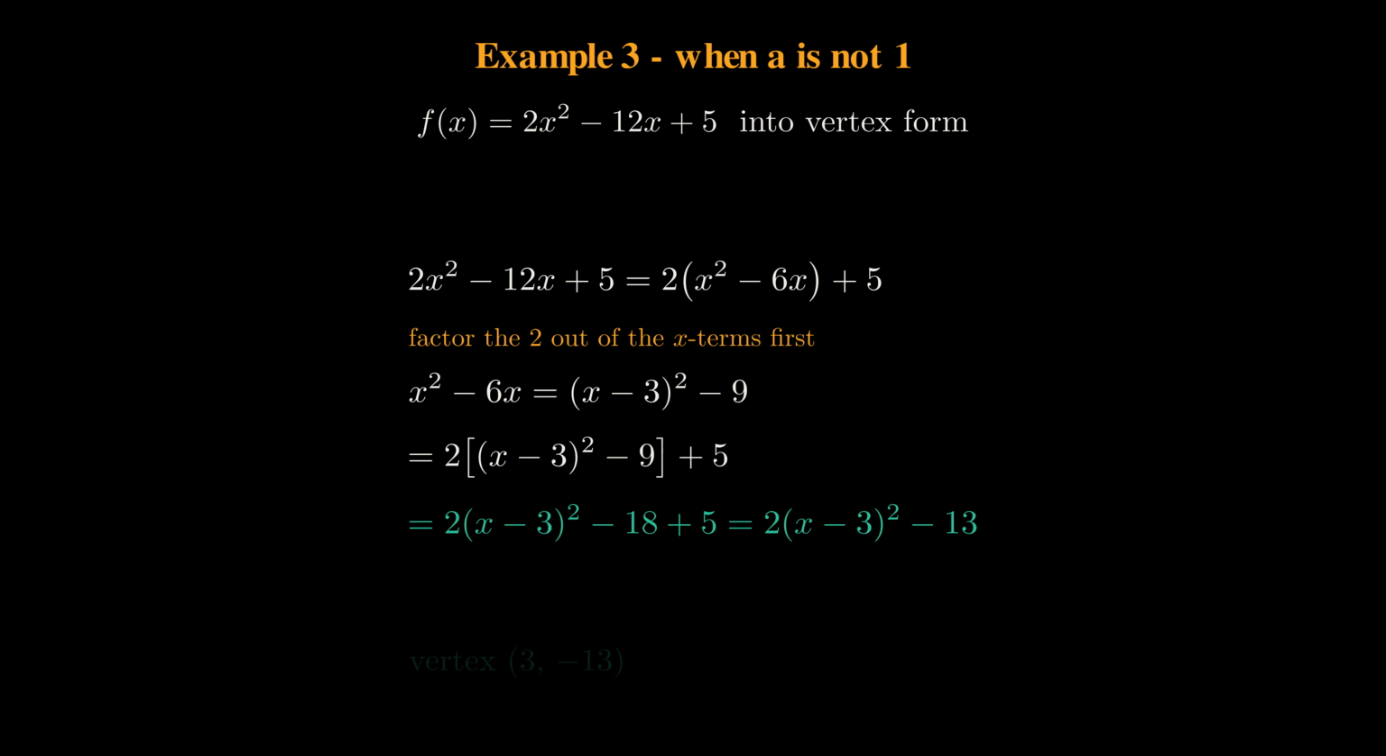The a stays out front as the 2. It does not change h, but it absolutely scales the constant you pull out. Miss that and your k is wrong.